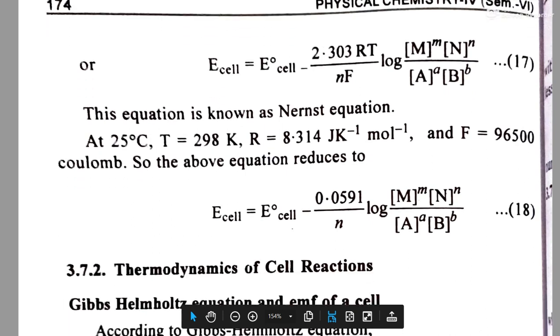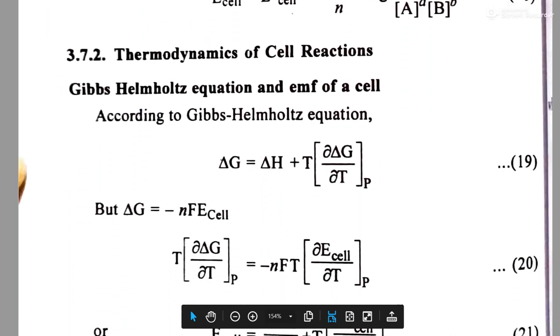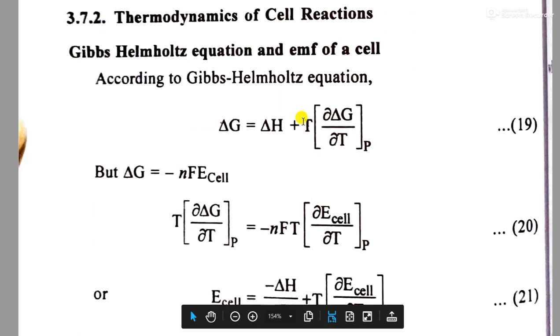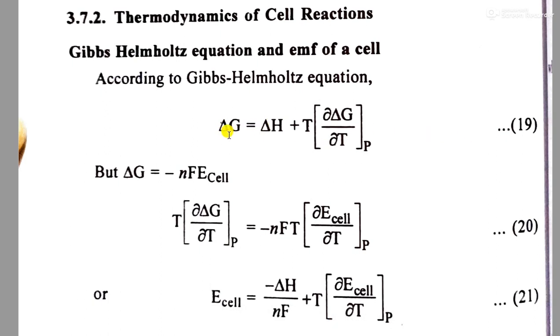Let us see the thermodynamics of cell reaction now. Okay, so you know the Gibbs-Helmholtz equation. Gibbs-Helmholtz equation is given in equation 19, that is delta G is equal to delta H plus T dou by dou T of delta G at constant pressure. You can see P written as a subscript of the bracket. So it means that the change of delta G with respect to temperature at constant pressure condition is determined.